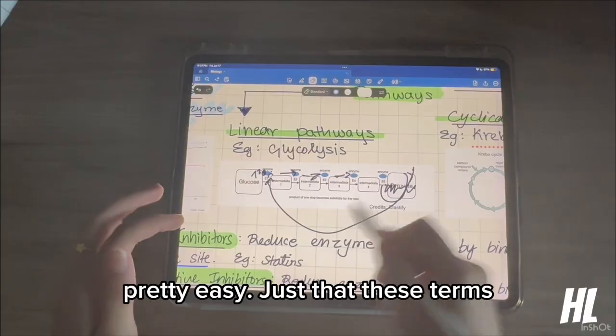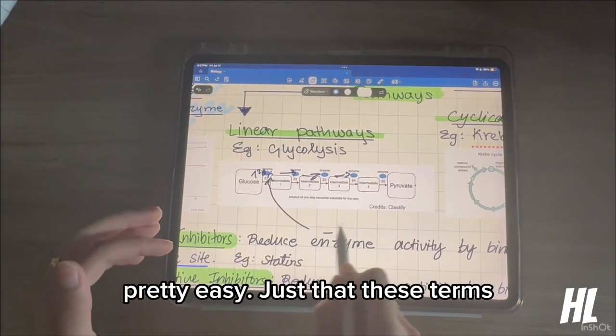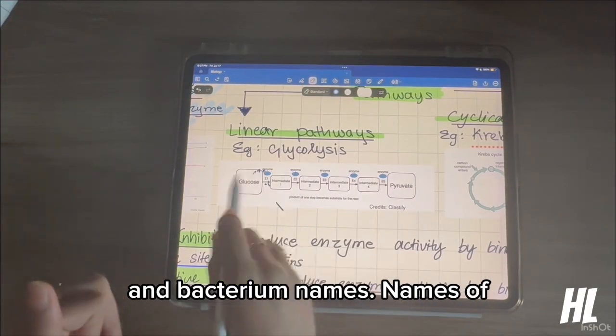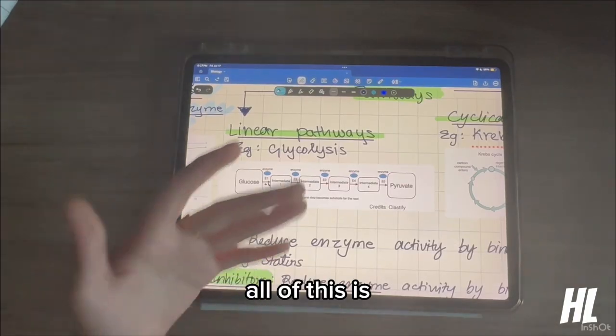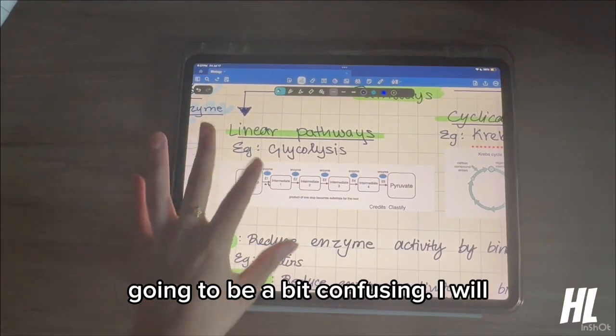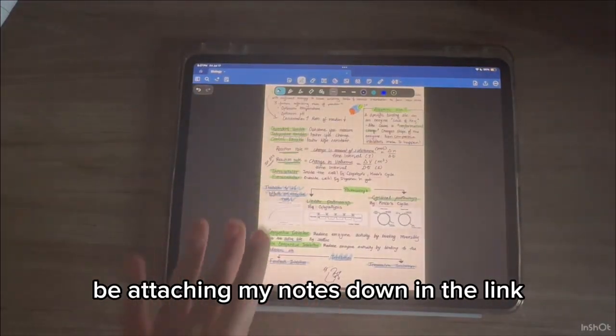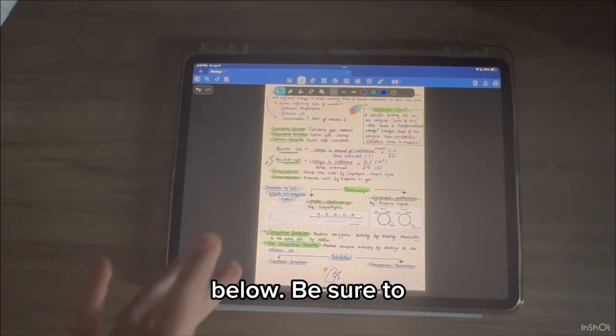Pretty simple, pretty easy, just that these terms and bacterium names of all of this are going to be a bit confusing. I will be attaching my notes down in the link below.